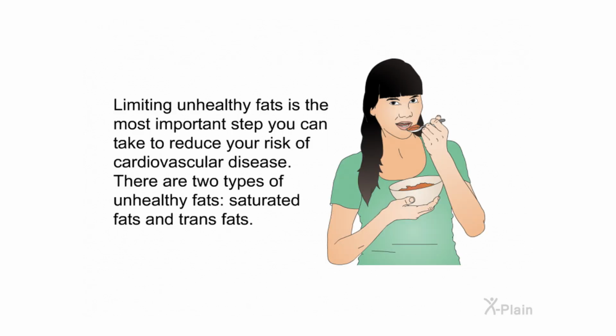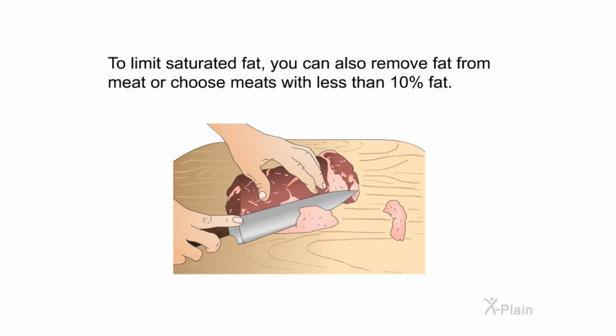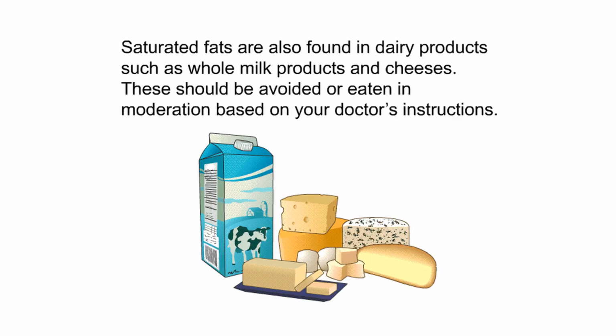Fats. Limiting unhealthy fats is the most important step you can take to reduce your risk of cardiovascular disease. There are 2 types of unhealthy fats: saturated fats and trans fats. To limit saturated fat, you should avoid butter and margarine. You can also remove fat from meat or choose meats with less than 10% fat. Saturated fats are also found in dairy products such as whole milk products and cheeses. These should be avoided or eaten in moderation based on your doctor's instructions.